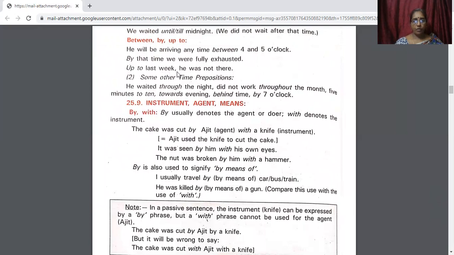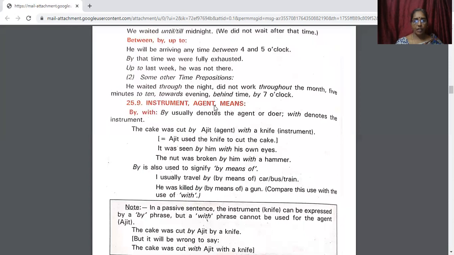Some other time prepositions, let us see. He waited through the night. Did not work throughout the month. 5 minutes to 10. Towards evening. Behind time. By 7 o'clock. These are some usages. Here you see through, throughout, towards, behind, by. There are some time prepositions.